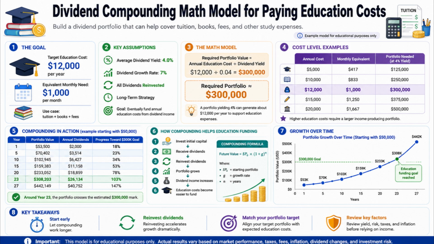around year 23. So, the key lesson is to start early, reinvest dividends, match the portfolio target with expected education costs, and regularly review important factors such as dividend yield, taxes, inflation, market risk, and dividend changes. However, this model is only for educational purposes. Actual investment results can vary based on market performance, taxes, fees, inflation, dividend changes, and investment risk. Dividend income is not guaranteed, and companies can increase, reduce, suspend, or cancel dividend payments.